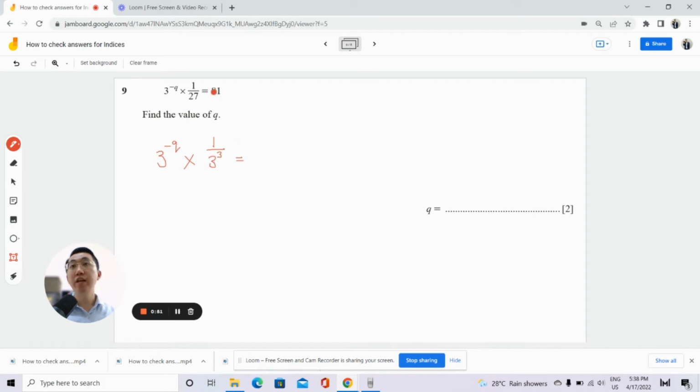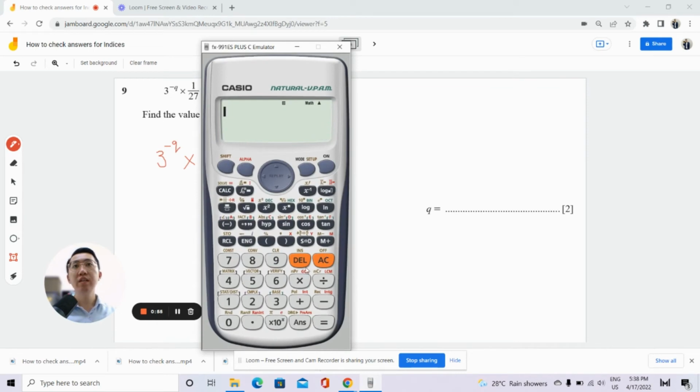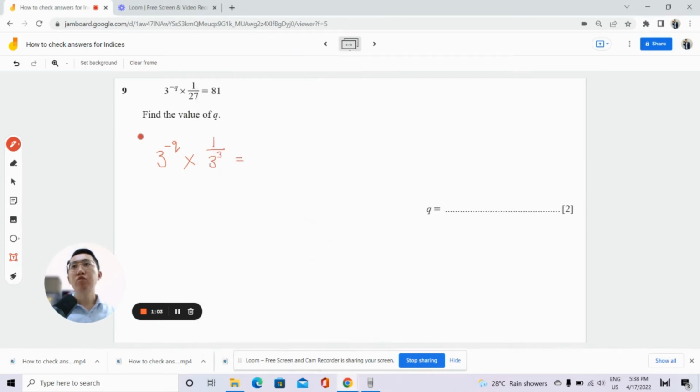Okay, now I'm going to check 81. What is the base 3 here? So again, 3 power of 4. Let's see. Okay, I get 3 power of 4 is 81. Yeah, so convert that. 3 power of 4.